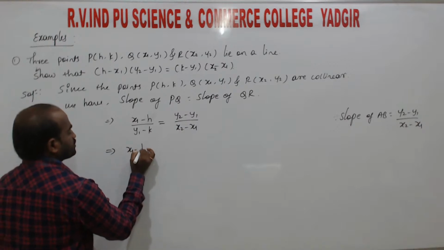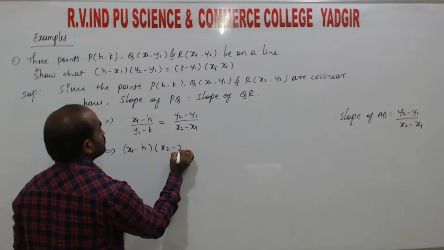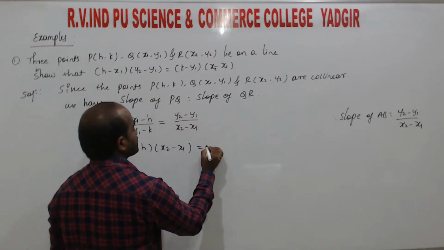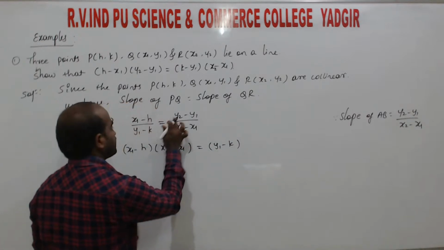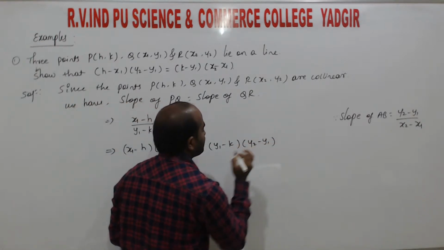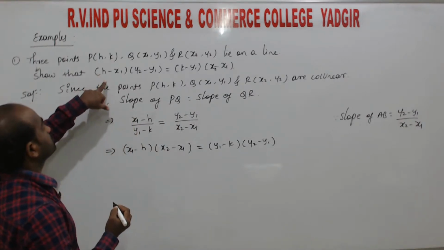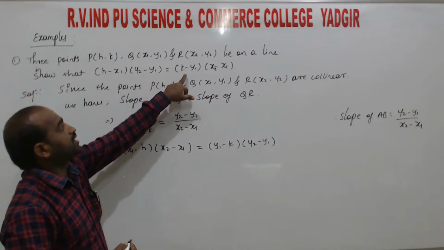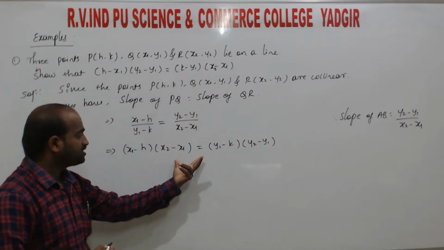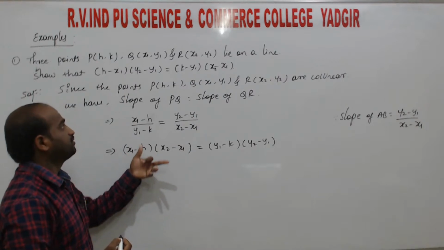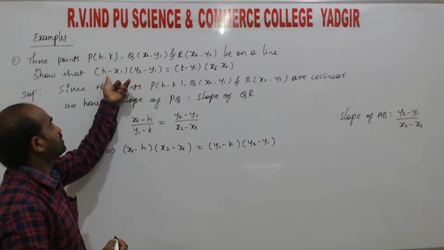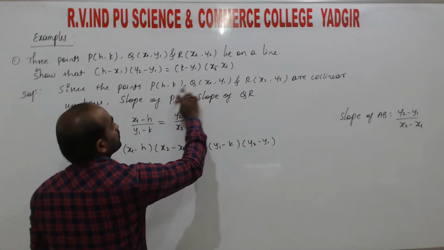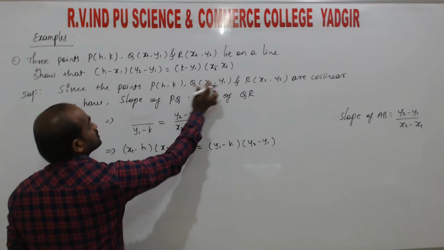(x1 minus h) into (x2 minus x1) equal to (y1 minus k) into (y2 minus y1). After that, in this equation we need to show (h minus x1)(y2 minus y1) equals (k minus y1)(x2 minus x1). But here we have x1 minus h, and we want h minus x1, and here y1 minus k.